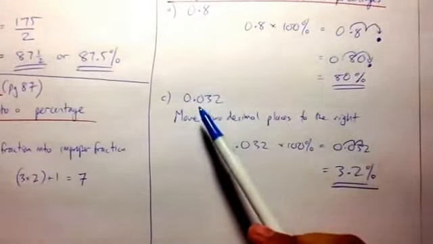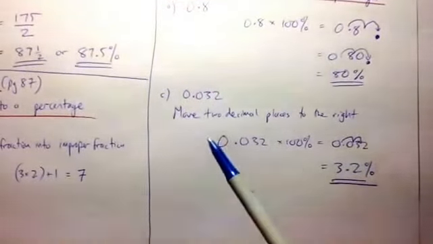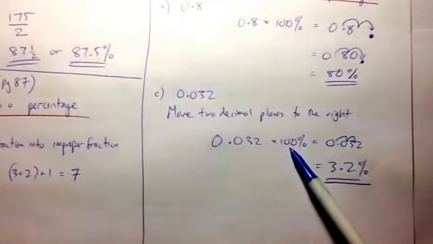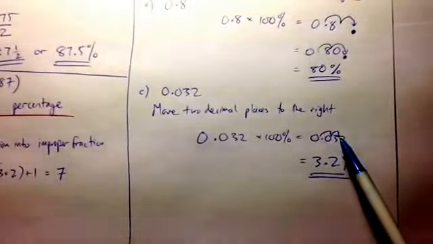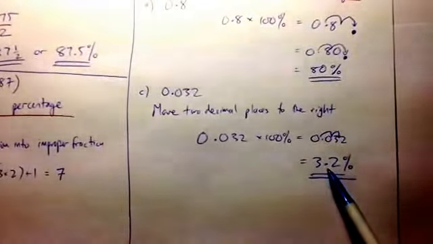Example C, 0.032. Once again, multiply by 100%, move 2 decimal places to the right, and you get 3.2%.